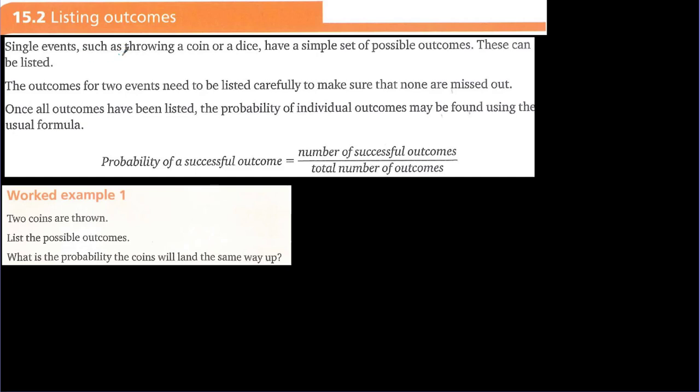A single event such as throwing a coin or a dice has a simple set of possible outcomes. This can be listed. If you remember, the coin has two sides and one of the sides is called head and the other side is called tail. The number side is called tail and the figure side is called head. So when you throw the coin, there are two possible cases. Here it's going to be head or tail.